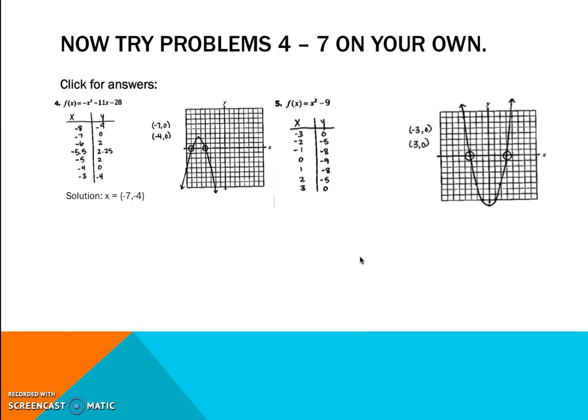Number 5, x squared minus 9. Notice that this graph has two solutions as well, where the line passes through the x-intercept at two different spots.